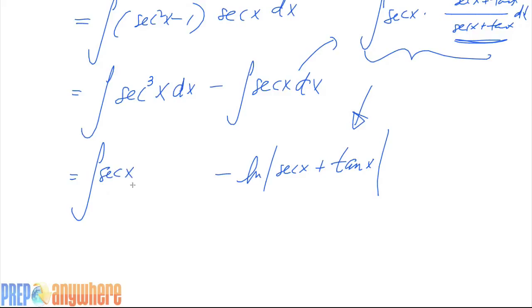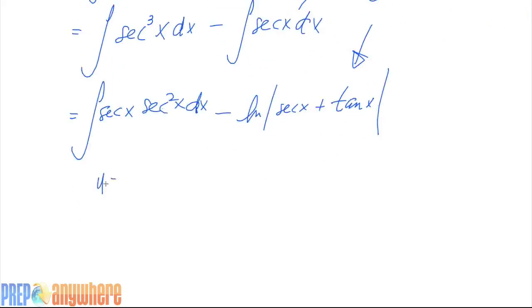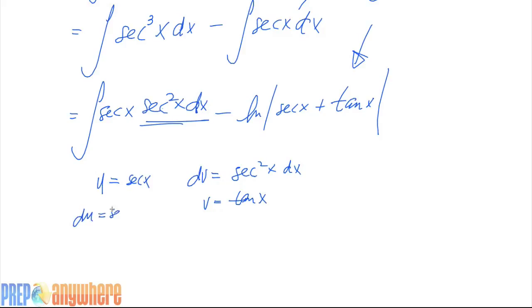So we're going to separate into secant of x and secant squared x dx. Now you let u equal something that you want to differentiate, and dv equal something that you know is easy to integrate. That's easy to integrate, that's just going to give us v to be tangent of x. So let's let u equal secant of x, and du is equal to secant of x tangent of x dx.